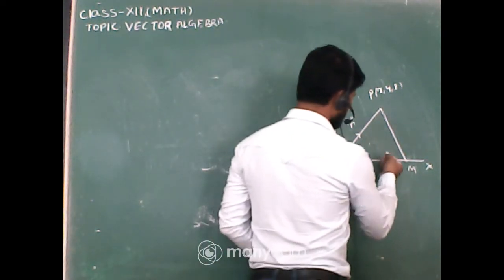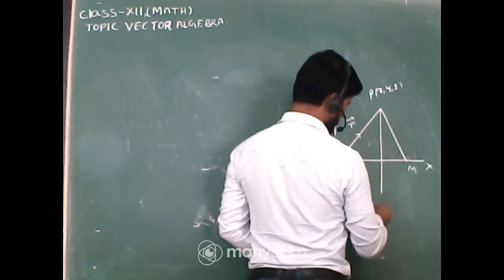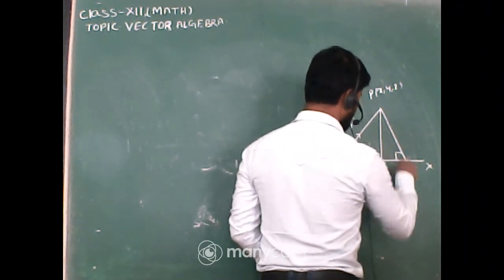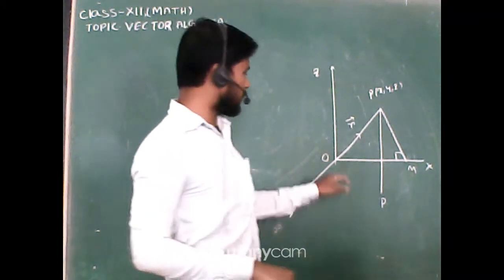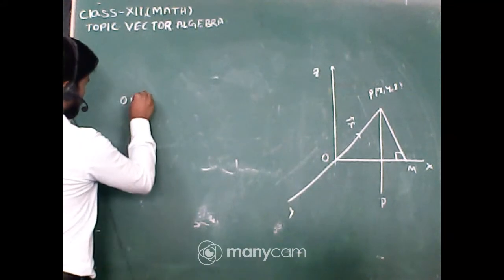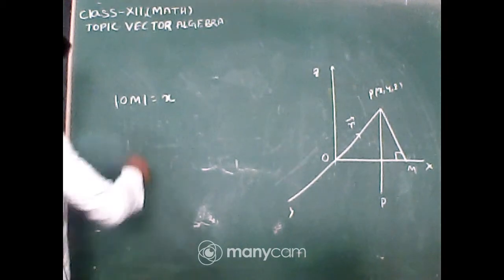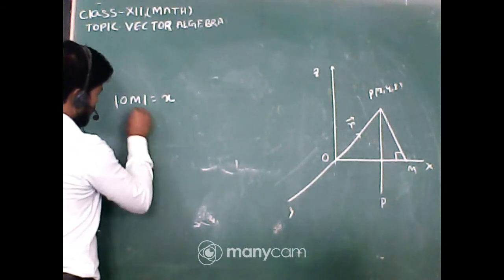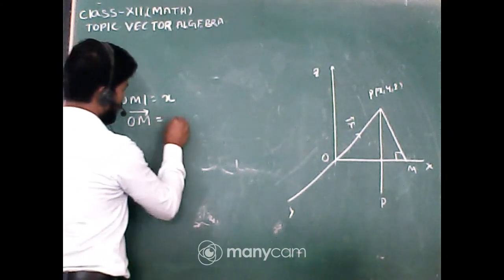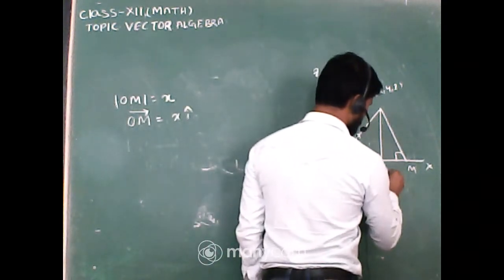And from here draw a line perpendicular to the xy plane. This is point P, and this angle is 90 degrees. Now what will be the length of OM? This is equal to x. Now if I consider it in vector form, giving the line a direction, then OM will be x i hat.